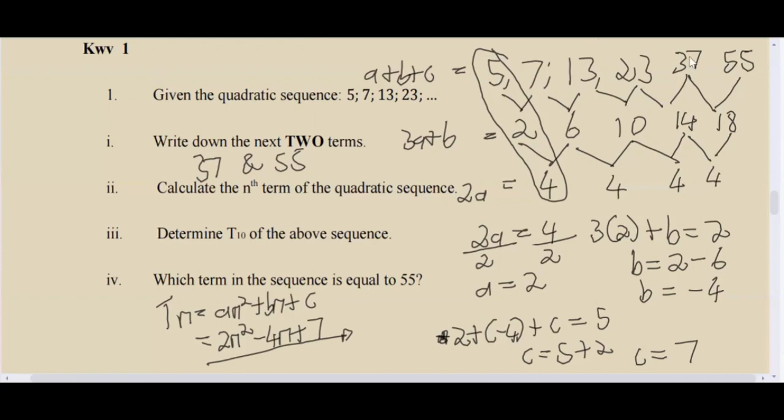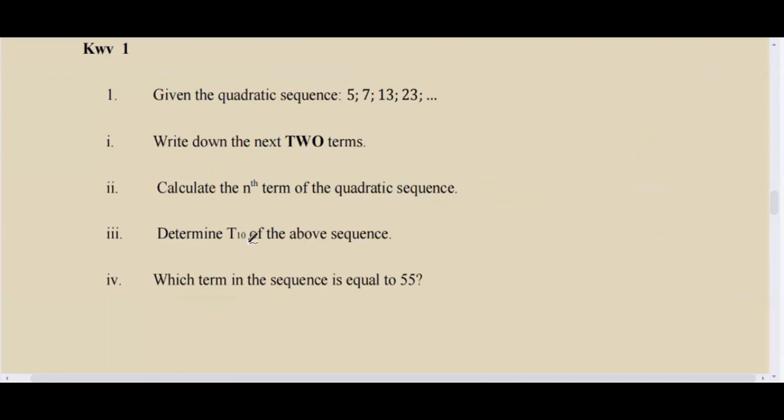Now, let's proceed to number 3. It says determine T10 of the above sequence. So in order to determine that, we're going to go ahead and write the general formula for the quadratic pattern, then that's 2n squared minus 4n plus c, right? So what are they looking for?